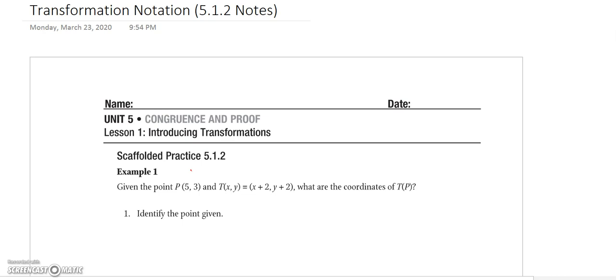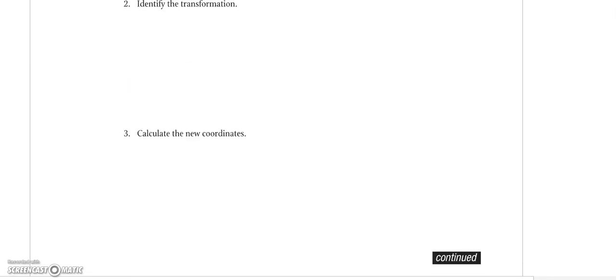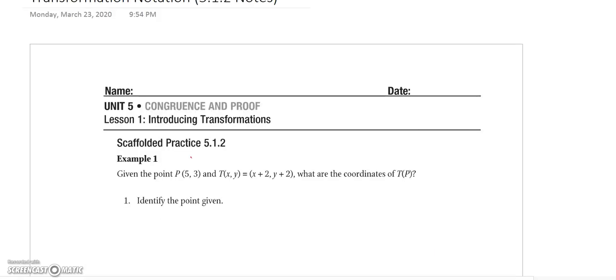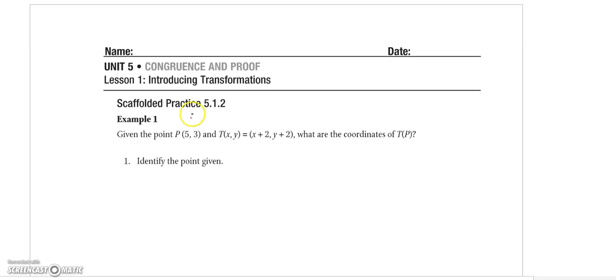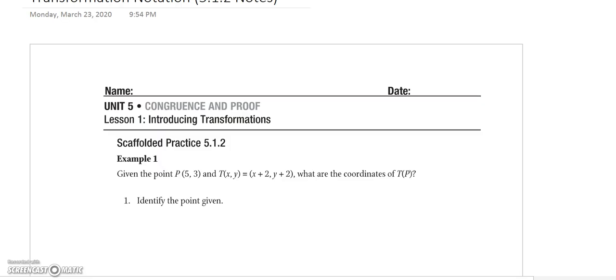Today's notes are a little bit confusing, and actually, if you want to pause right now to go get your book, we're going to be on page 25 in your Unit 5 book. I'll also post a blank version of these in case you don't have your book with you. So today's notes are on transformation notation. It's 5.12. So, transformation notation.